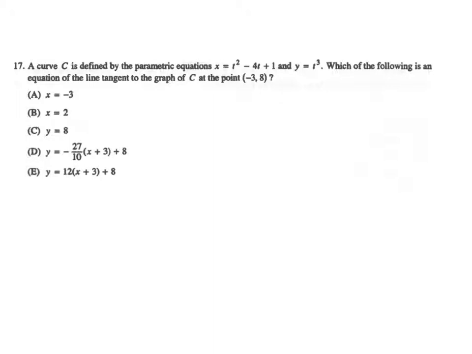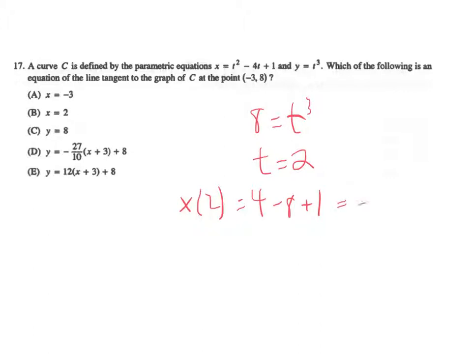So what we know is that the y value is 8. That allows us to write one equation, that 8 equals t cubed. So that says, well, if t is real, then t equals 2. And if you double check, x of 2 is going to be 4 minus 8 plus 1, which is negative 3, and sure enough, that's where that is there.